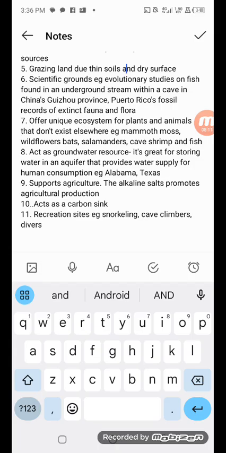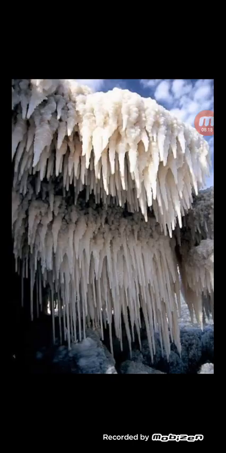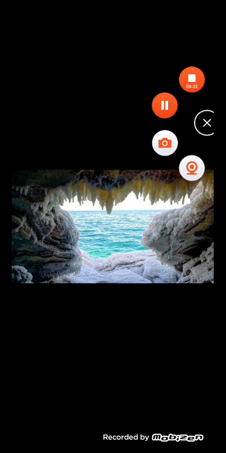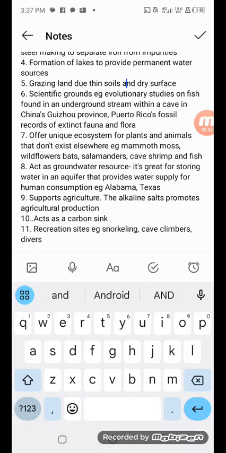You can see, like here we have the coconut palms. It acts as a carbon sink, so for carbon sequestration. So, like these stalactites are carbon sinks. We can see they are absorbing carbon from the atmosphere and using it for other reasons.